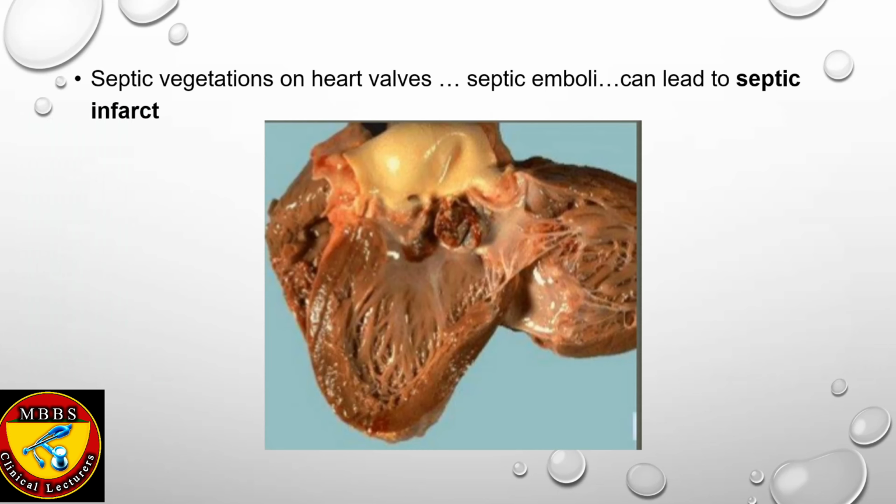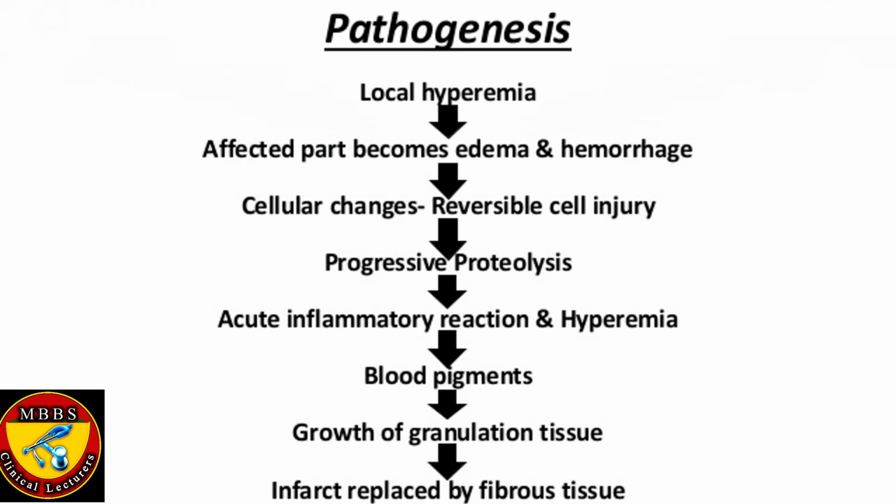Okay, then we have the septic vegetations on heart walls. We have discussed a lot about the vegetations. This is the cut section of the heart. These are the walls present, and you can see this red color. These are red vegetations. They could be infected by organisms. This can cause septic emboli, which can cause septic infarction, and again can lead to abscess formation at the site of infarction.